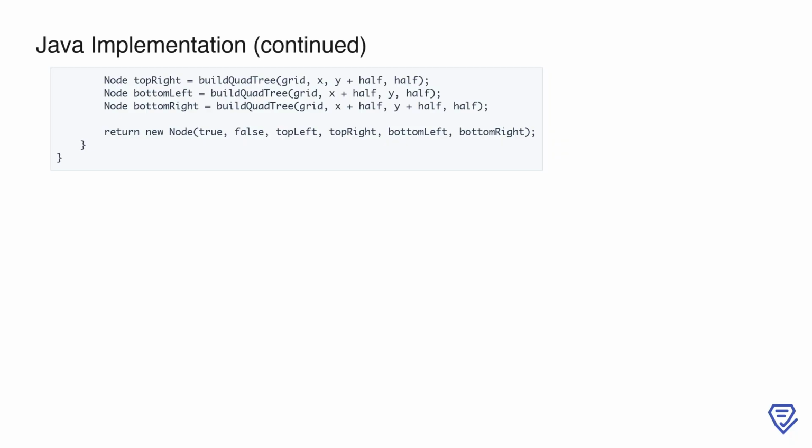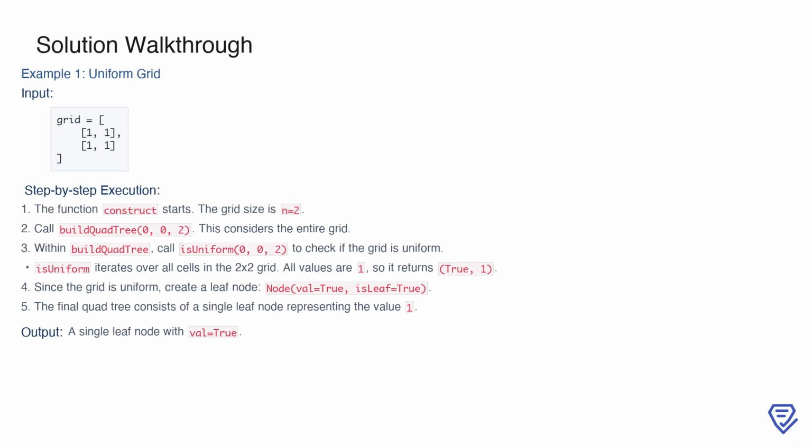We then recursively call buildQuadTree for each quadrant: top left, top right, bottom left, and bottom right. After constructing nodes for all 4 quadrants, we create an internal node, setting its isLeaf property to false and linking the 4 child nodes. This process ensures the quad tree is built by decomposing the grid into smaller parts until each part can be represented efficiently. In this example, we have a 2x2 grid where all the values are 1.